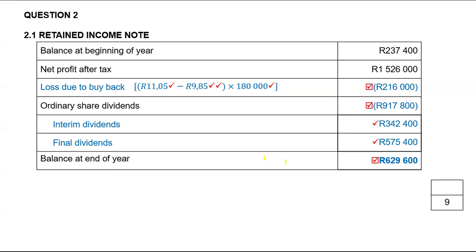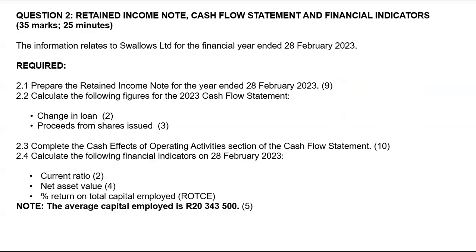Let us go to the next question and figure out what it is asking for. Basically, this is what we have. They want us to calculate change in loan proceeds from shares issued. Okay, that is not a problem. So those are the figures that need to be calculated as per the cash flow statement. But let me see what we have.